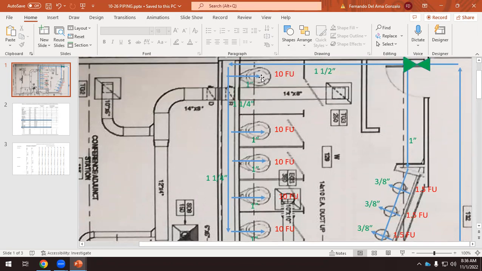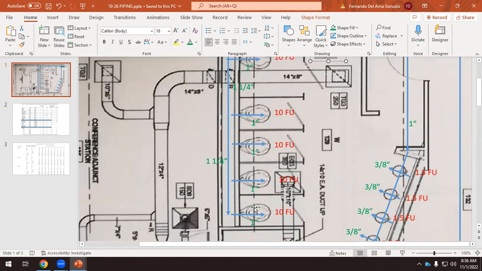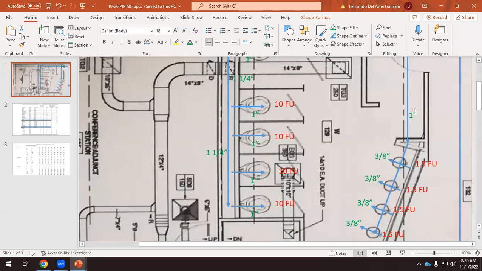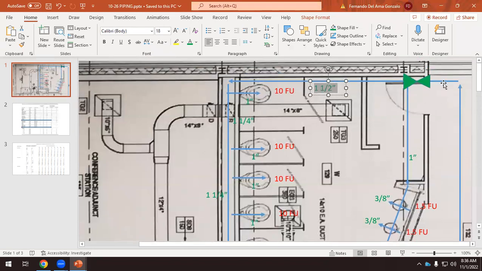But as long as you don't make the mistake. And what is the mistake? If we have this 1 1/2, this has to be smaller, and this has to be the smallest one. If this is 3/8, this has to be bigger. And now we have this one. If we connect 1 1/2 and this 1 inch, at least this has to be 1 1/2 minimum.